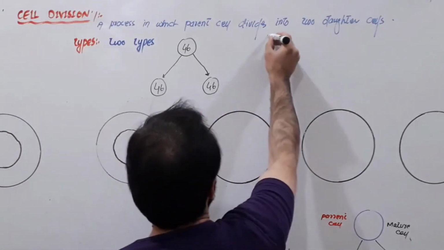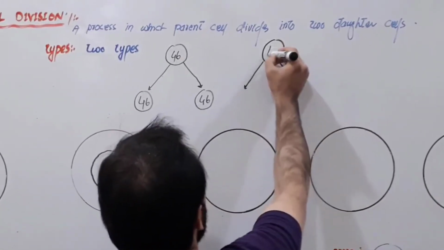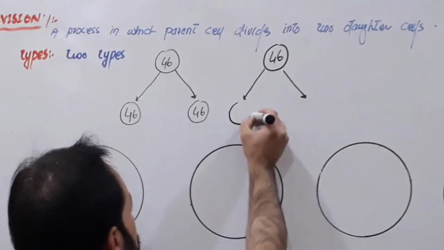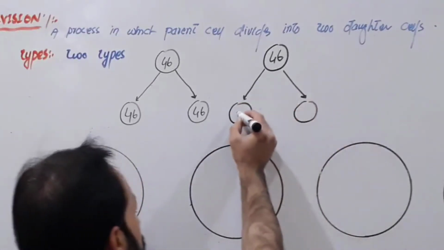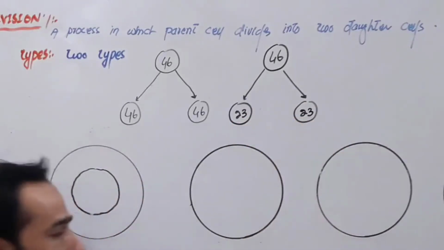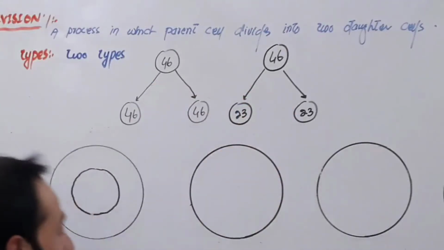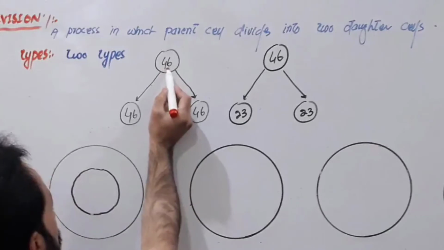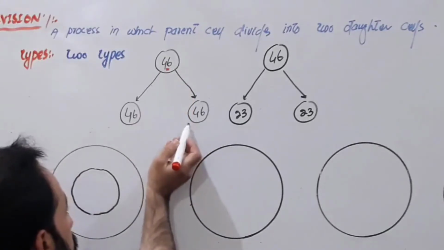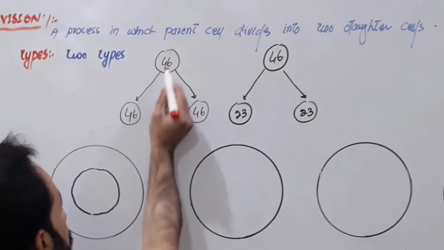And here is another cell, and this cell is going to divide in the same human. It also has 46 chromosomes, and it is going to divide into two such cells that both of them receive half the number of chromosomes, right? What is the process here and what is the process here? Here, this cell divided into two cells, producing two cells that both have the same number of chromosomes as that of the parent cell.